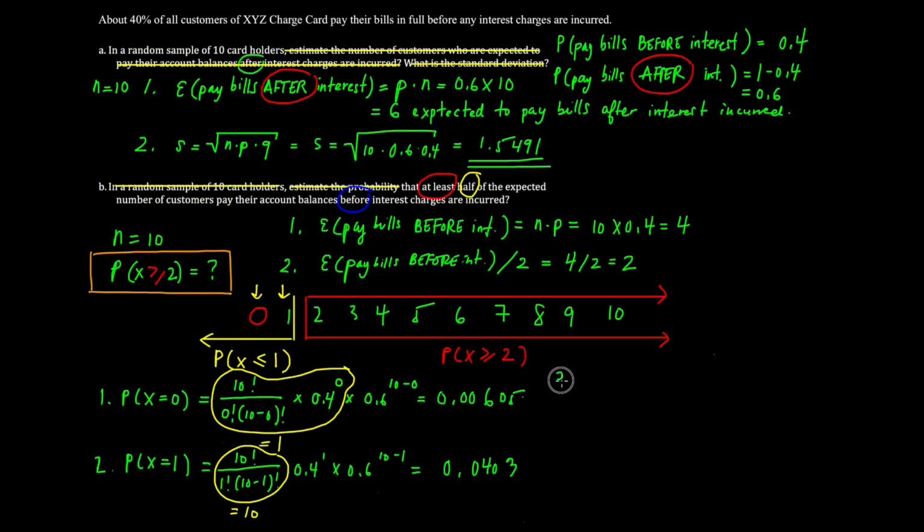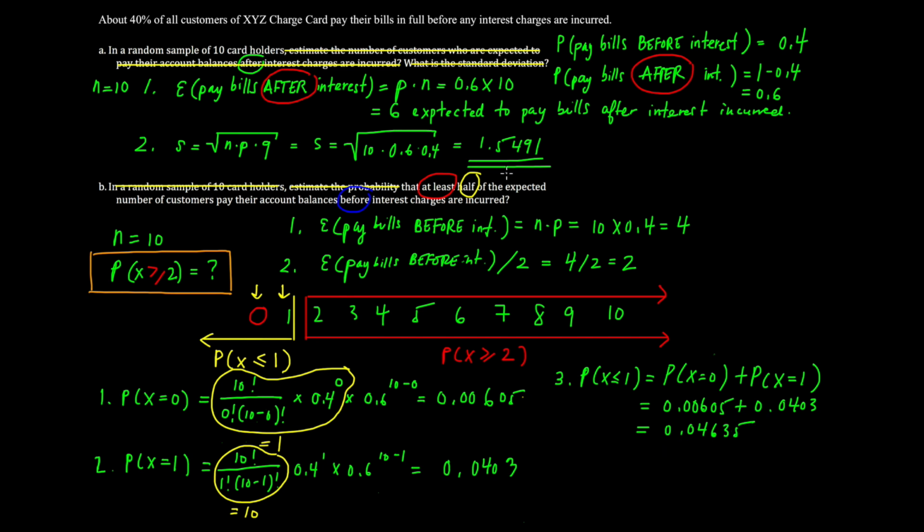So now my third step, I'm not done, right? These are separate. I want the probability of it being less than or equal to 1. So I have to add them up, right? The probability of it being less than or equal to 1 is equal to the probability of x equals 0 plus the probability of x equals 1. So this is going to equal 0.00605 plus 0.0403. So this is going to equal 0.04635.